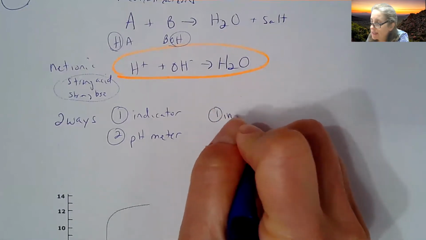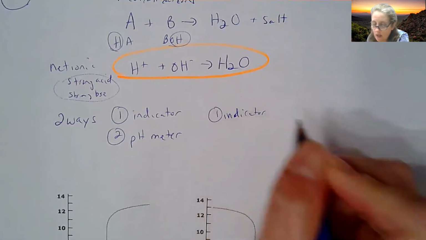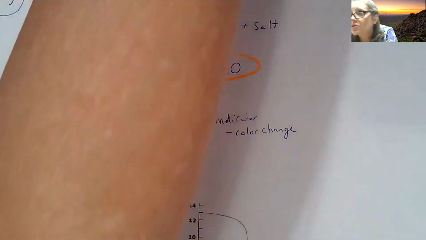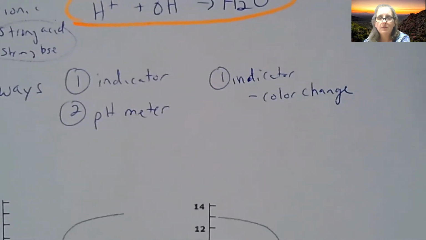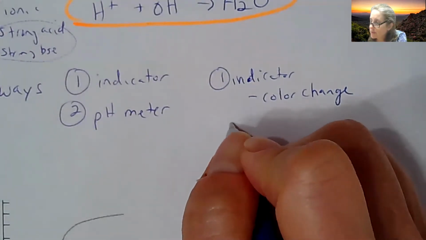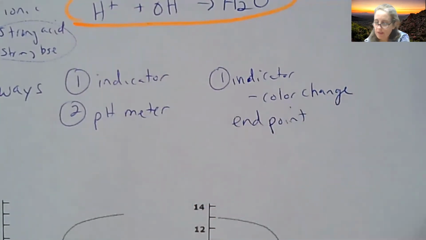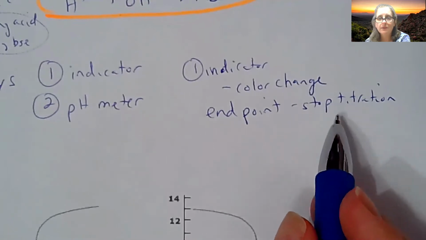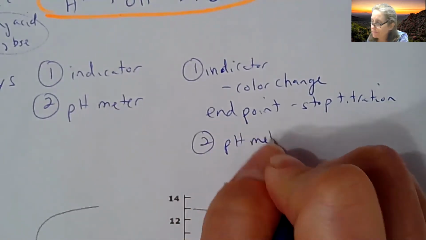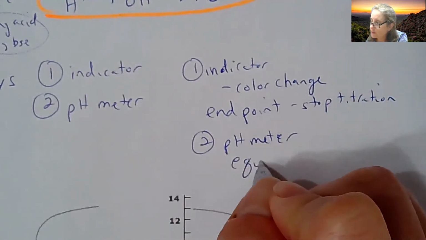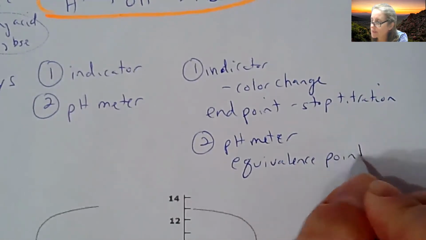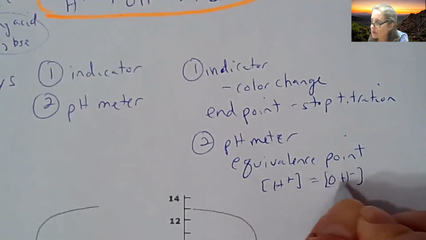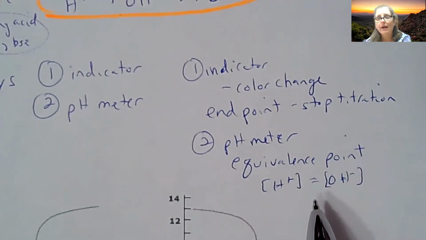So using the indicator, what makes that different is you will get a color change for a titration with an indicator, okay? So you always get a color change with that. Because you have a color change, we call it an end point. And that is physically when you stop the titration and you don't add any more to the sample, okay? So you stop the titration. If you have a pH meter, you're going to have something called an equivalence point. And you do need to keep them separate in terms of what you're talking about. The equivalence point is where H plus is equal to OH minus, the concentration of those. So that's technically where you have neutrality, okay?